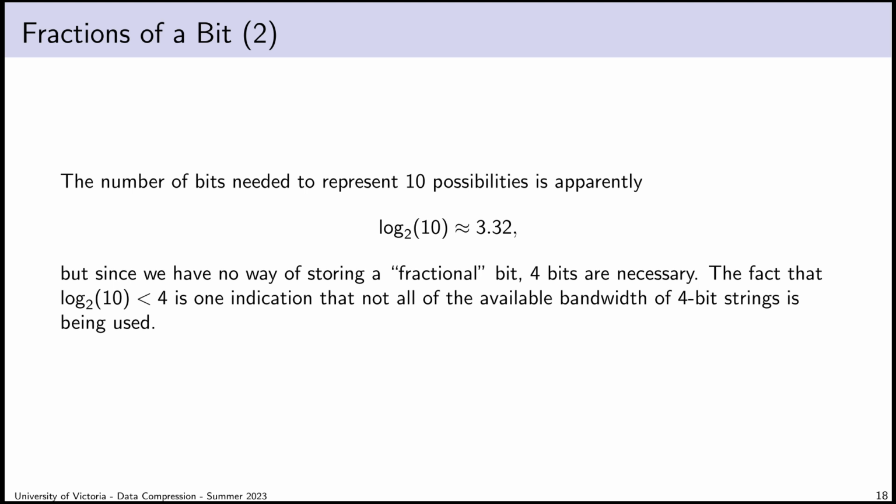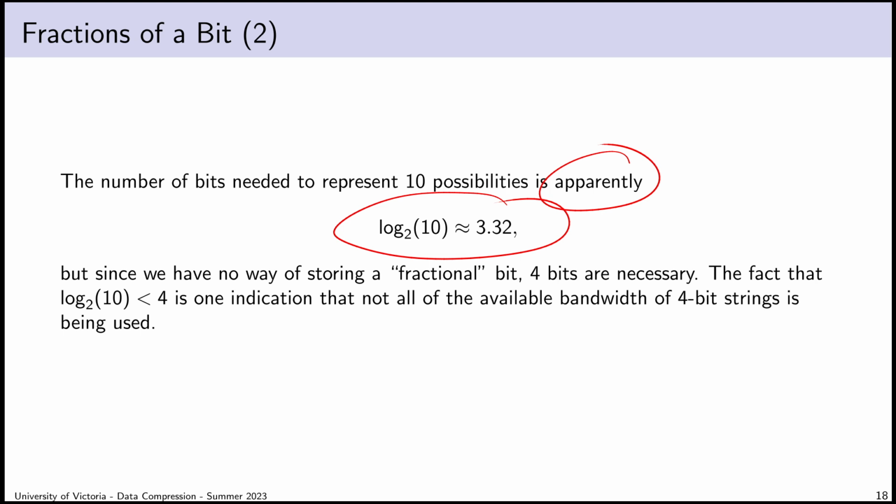The number of bits needed to represent 10 possibilities is apparently, with some skepticism, this, but we understand that we can't transmit 0.32 of a bit. If I'm just going to send you some bits and when I'm done, you will have that digit, then I have to send you either 3 bits or 4. I can't send you 3.32 bits. Because I have no way of storing a fractional bit, I send you 4 bits.